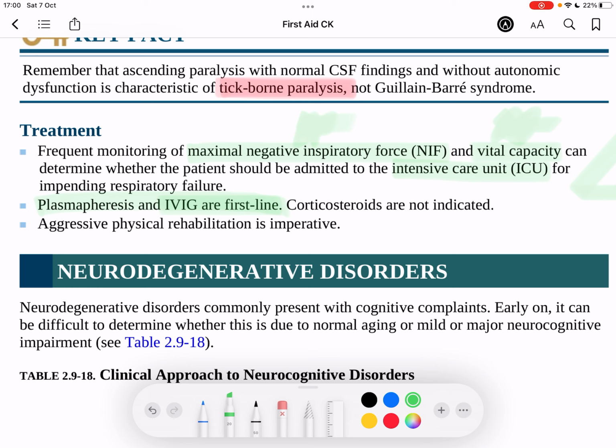Afterwards we need to be doing physical rehabilitation as well, because these patients are going to have weakness that can last for a very long period of time. If the patient had, for example, problems with their respiratory muscles, they will also need therapy for that. And that draws to the end of the demyelinating disorders.